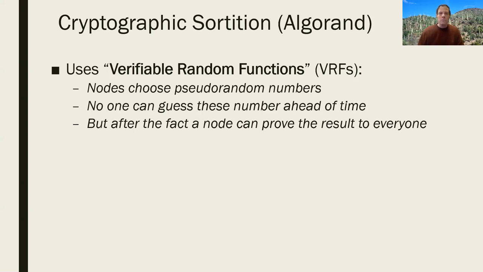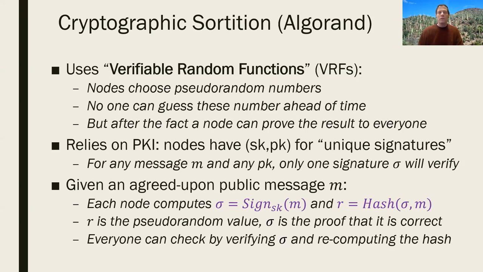Very, very roughly speaking, the way this is implemented, it relies on public key infrastructure. So nodes have a public key and a secret key. Everybody knows everybody else's public key. And this is a public key and a secret key for a unique signature scheme. That means that for every message M and any public key PK, there's a single value of the signature that will pass the verification.